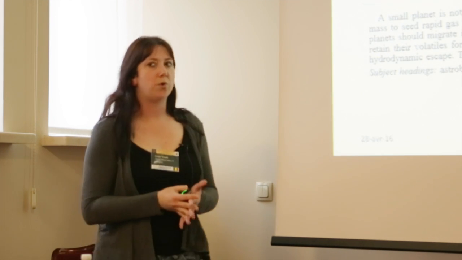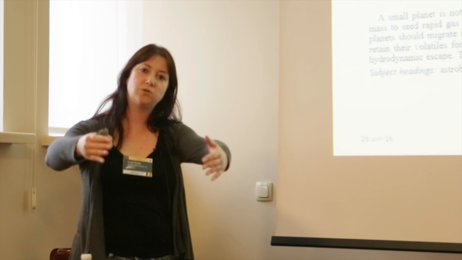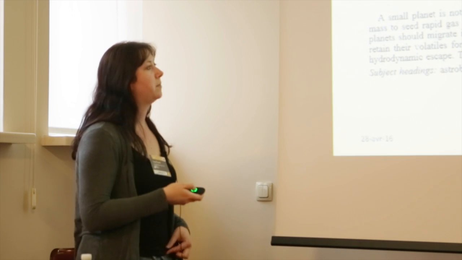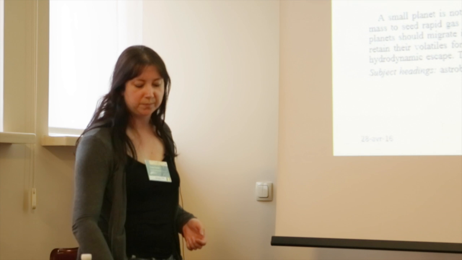The search for water worlds, or the first papers on the possible existence of water worlds, started more than one decade ago. Here's a paper by Kuchner from 2003, where he says that due to the migration of planets, it should be possible that there are exoplanets, except Neptune or Neptune-like planets, that form outside of the snowline and then due to migration move inwards, having a slowly evaporating steam atmosphere. In principle, they should be rich in water, and we would have these water worlds available.